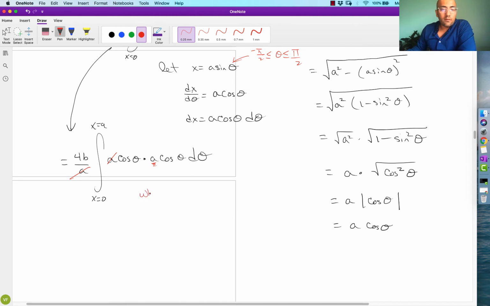So when x equals a, remember here is our substitution, we're going to end up with a equals a sine of theta. So using this, if the x is an a, the output is an a, that must mean that sine of theta is 1. So divide both sides by a. We get that 1 equals sine of theta. Now when does sine of theta equal 1? Well, that's going to be at pi over 2.